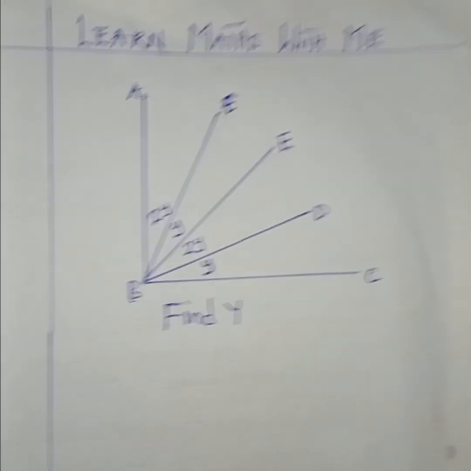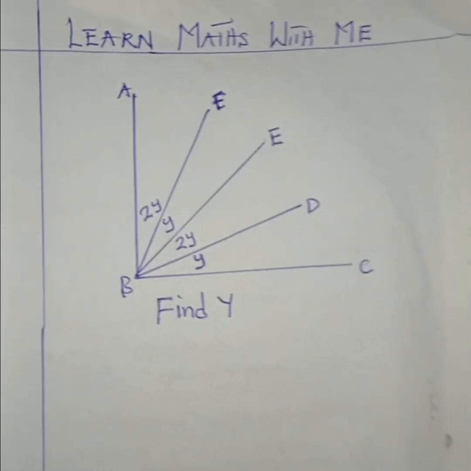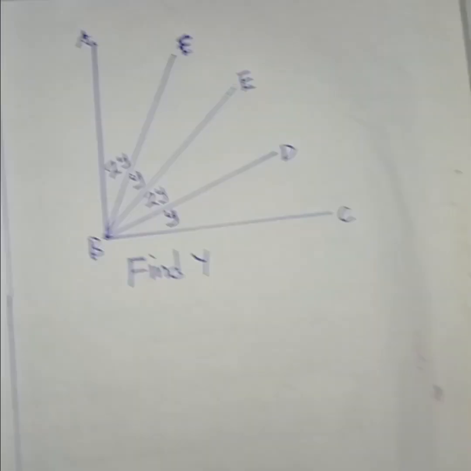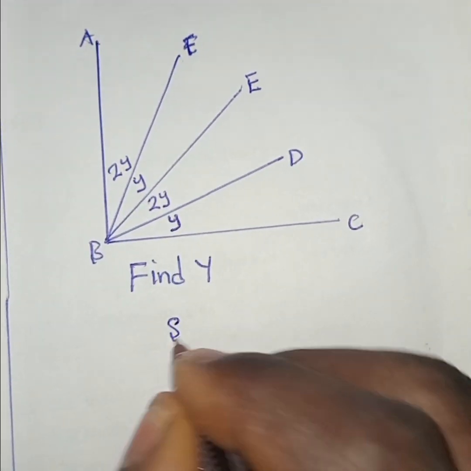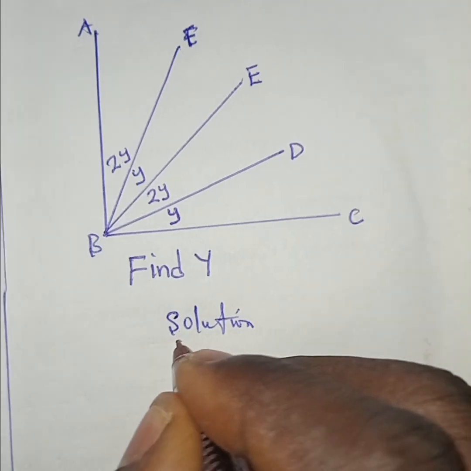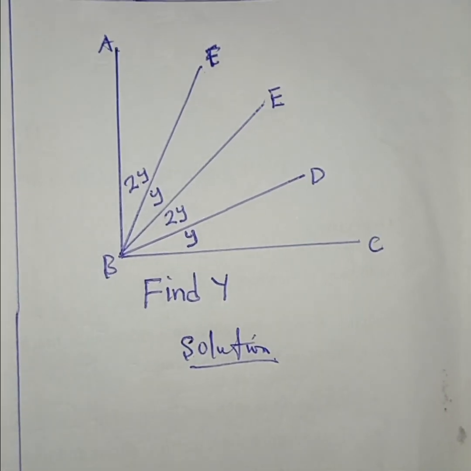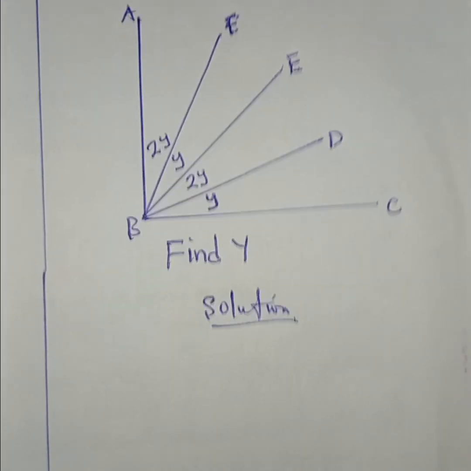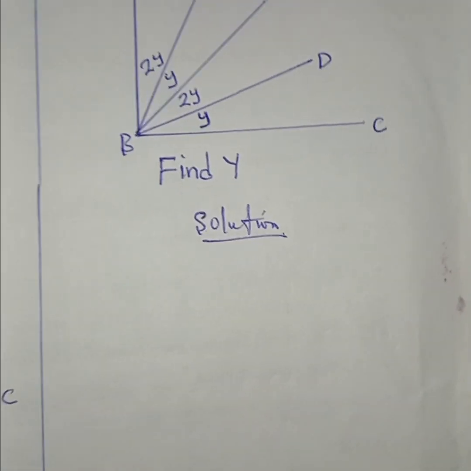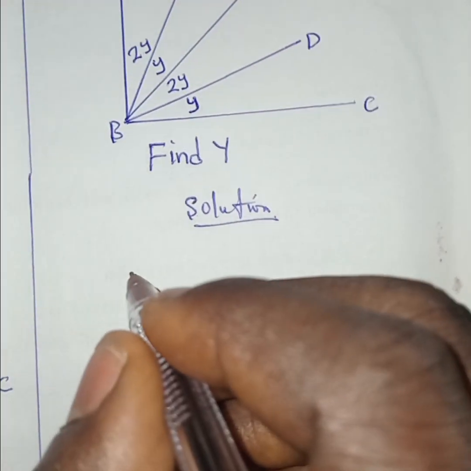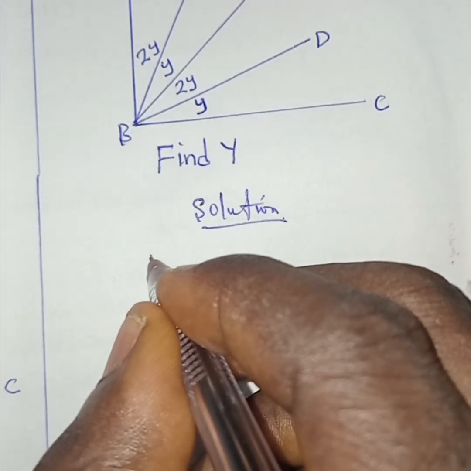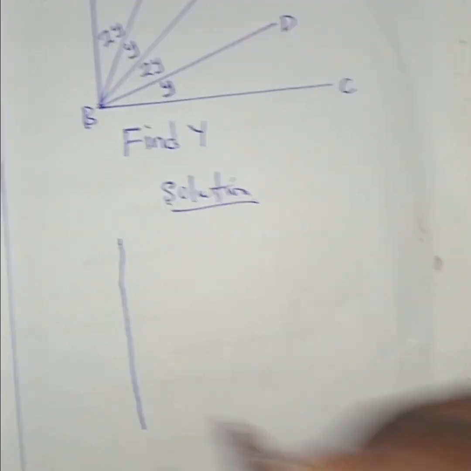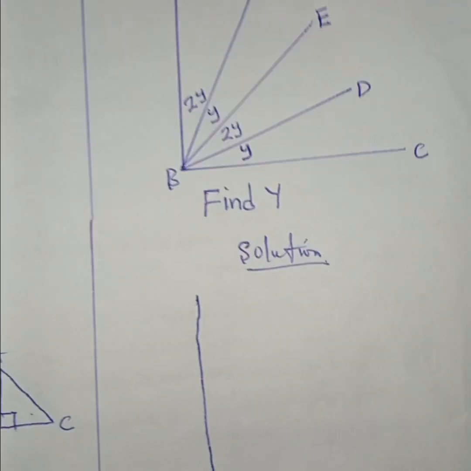Alright, so if you have been following my channel, the first thing you are going to do before providing a solution to any kind of problem in mathematics, you first of all say what? You say solution. So solution means that you are now ready to solve the problem. Now, after writing solution, you redraw the diagram again. Now, let me redraw the diagram again. So this is the diagram. My diagram may not be fine this time. All right. So this is the diagram.